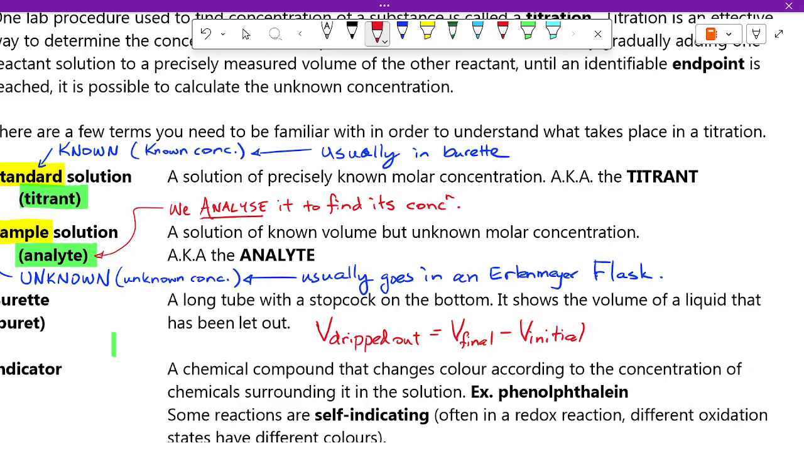It actually starts at 0, although you might not have it filled all the way to 0. You might have it filled to 1 milliliter. If you start at 1 milliliter and you finish at 9 milliliters, how much did you drip out? 8 milliliters. That's how a burette works.